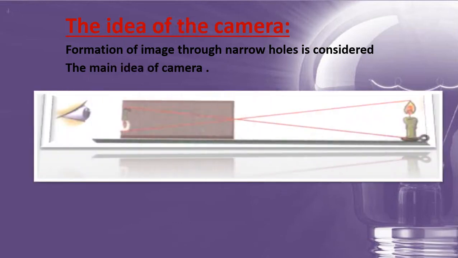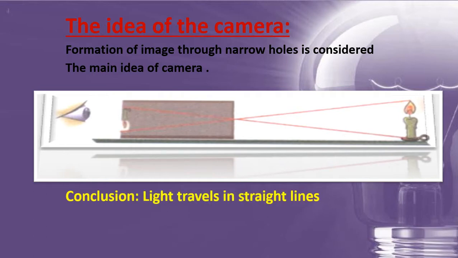In a dark room, put a candle in front of a narrow hole of a box. Move the candle forward and backward. You will see a minimized and inverted image on a semi-transparent paper. Pay attention. Minimized means small. Inverted means upside down. So from the previous, we also conclude that light travels in straight lines.